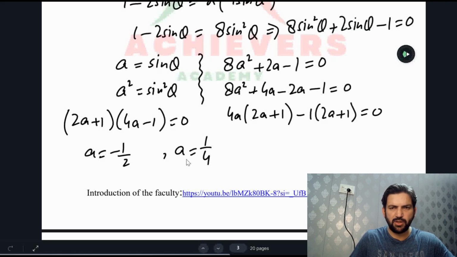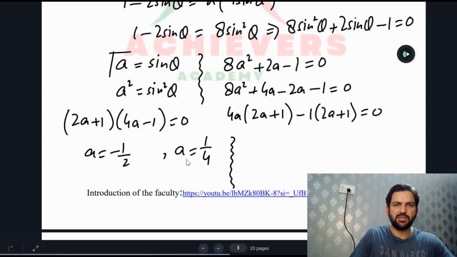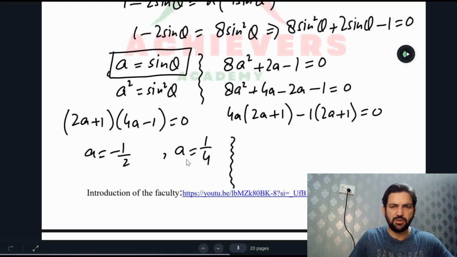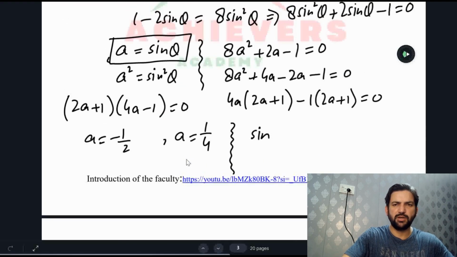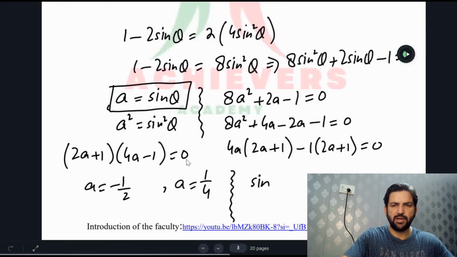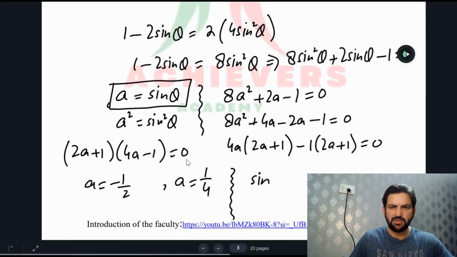Now from here we have two answers. What we have to do is find the values of sine theta. We know that a is equal to sine theta, so we just replace a with sine theta. So we have two values over here: sine theta will be equal to minus 1 by 2, and sine theta will be equal to 1 by 4.